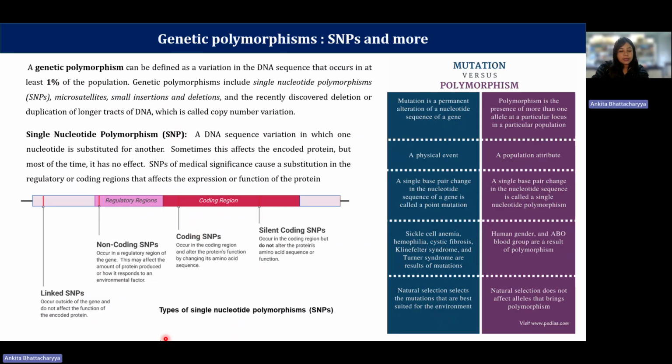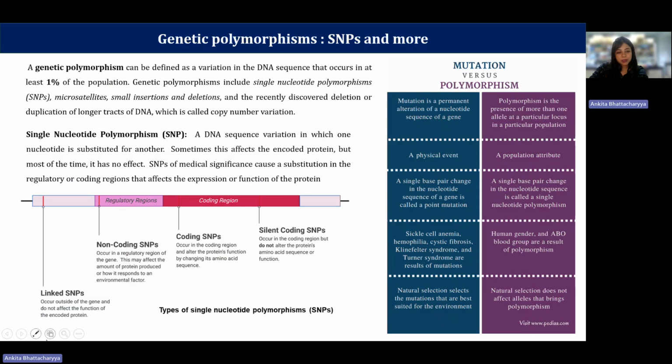You can see that types of SNPs include coding SNPs, silent coding SNPs, non-coding, and linked SNPs. Coding SNPs, if present in the coding region, alter the protein function and change the amino acid sequence. Non-coding SNPs usually occur in the regulatory region, usually promoter or upstream regions, which might or might not affect the amount of protein produced.